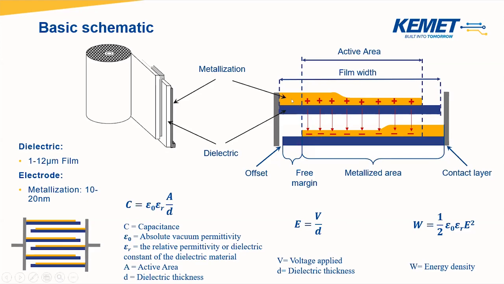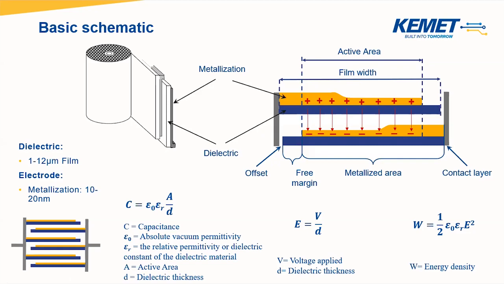As you can see from the picture, in reality, the thickness of the metallization and the thickness of the dielectric, even if in the picture they look very similar, are completely different in terms of magnitude. In fact, the metallization is in the range of 10 to 20 nanometers, while the thickness of the dielectric is typically in the range of 1 micron up to 12 microns.